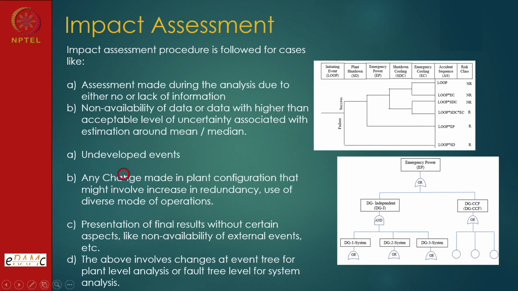And similarly, for some events, because the knowledge is not there, we have undeveloped events, and we assign some value on those nodes. So how do my final results vary? That's why we call for assessment of assumptions and postulations. We see what their impact is on the overall results of the plant, and then only can a decision be taken. A change made in the plant configuration might involve an increase in redundancy or use of diverse modes of operation. How much it is increasing, that assessment has to be there.